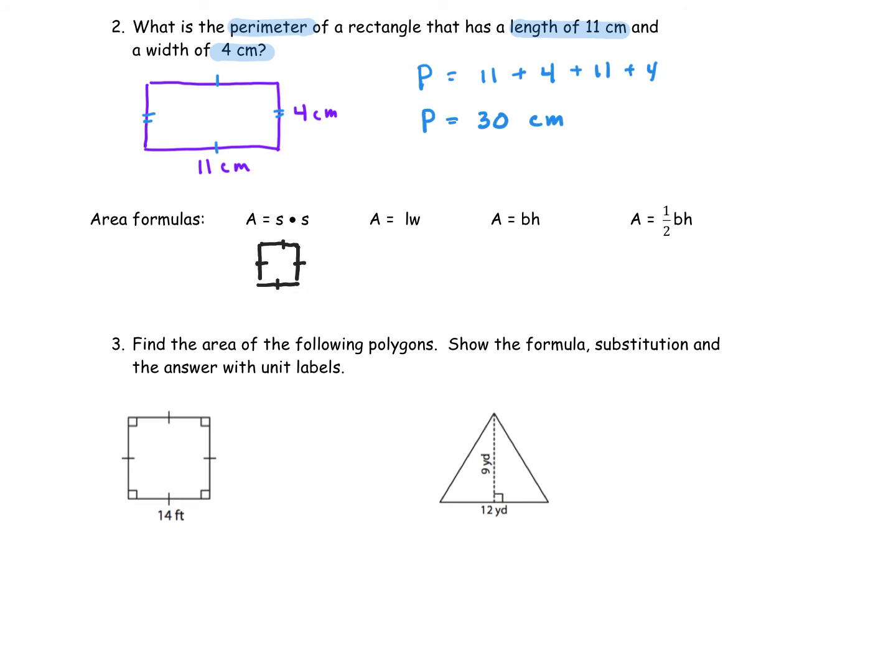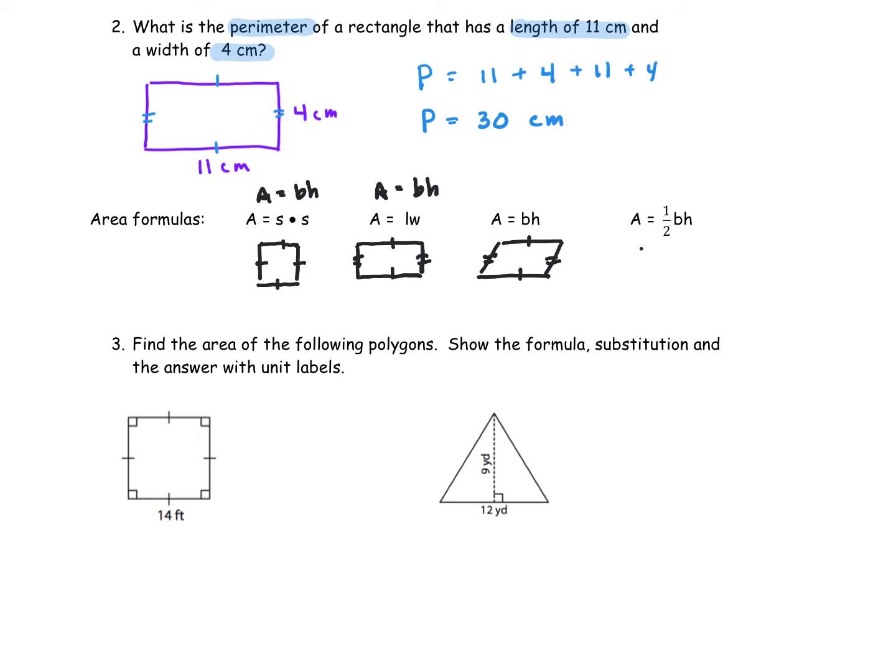Then a rectangle is unique because it has 2 pair of sides that are the same. These are the same, and these are the same. And then a parallelogram looks like a rectangle that kind of tipped over. Classic parallelogram. These 2 sides are the same measurement, and these 2 sides are the same. Now, because a square and a rectangle are also a parallelogram, we could just use this formula for all 3 of them, which we've discussed in class. So you use whichever you prefer.